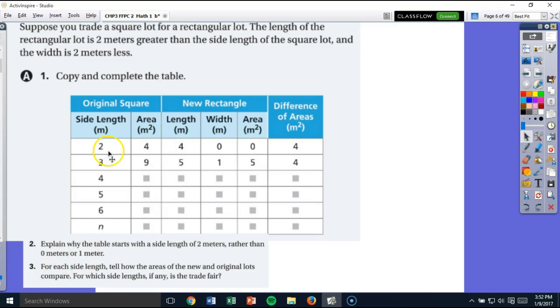On side length of 2, how do these two areas compare? On side length of 3, how do these two areas compare? And again, we should start to see some patterns here, and be able to determine if there is a fair trade for any of these side lengths where our rectangle is different with the 2 meters greater for length and 2 meters less for width.